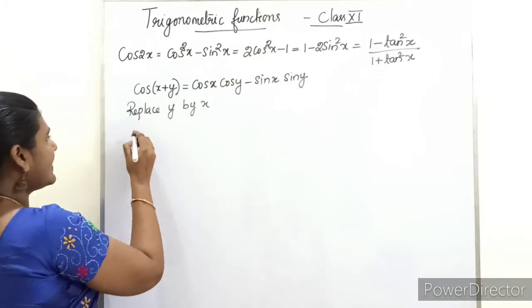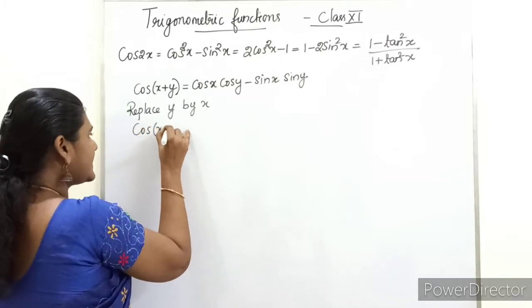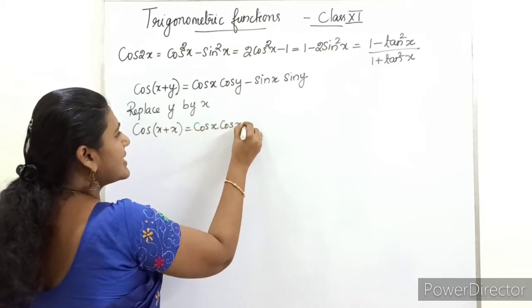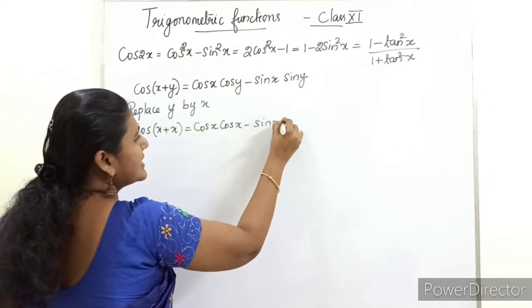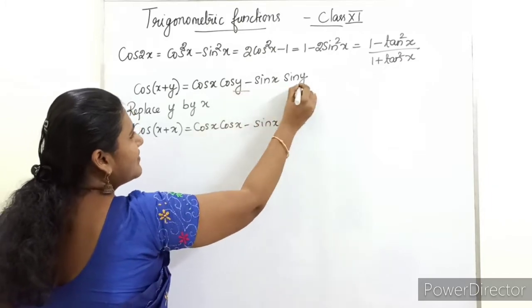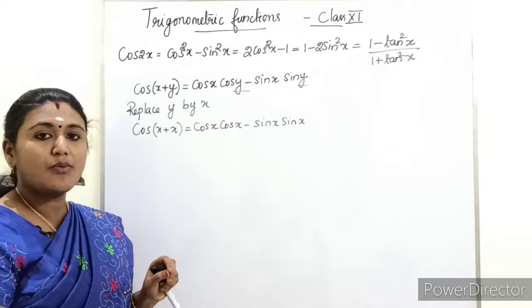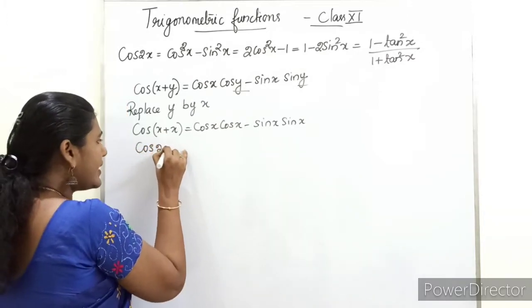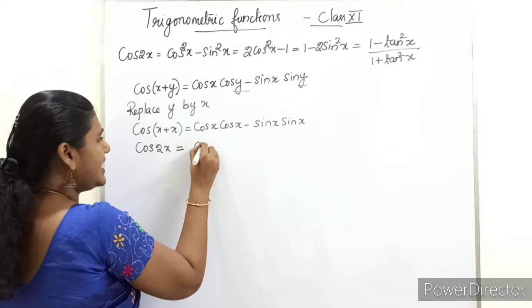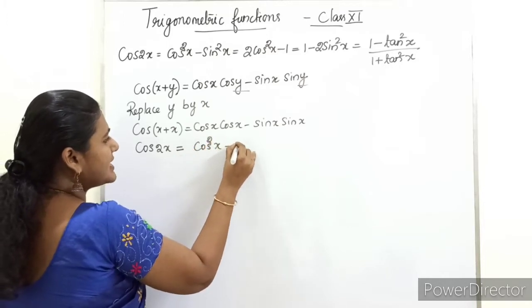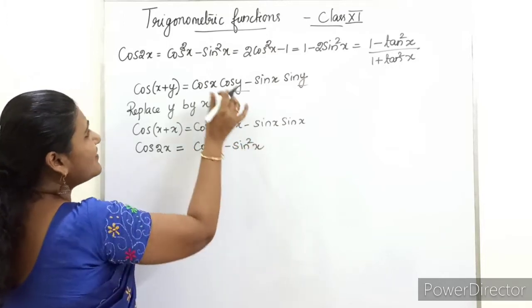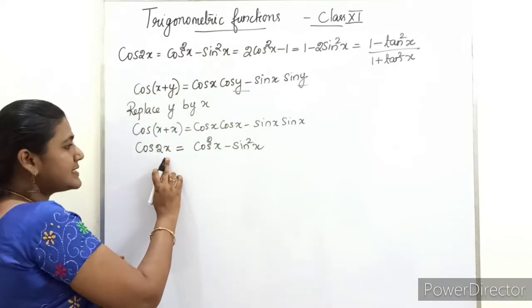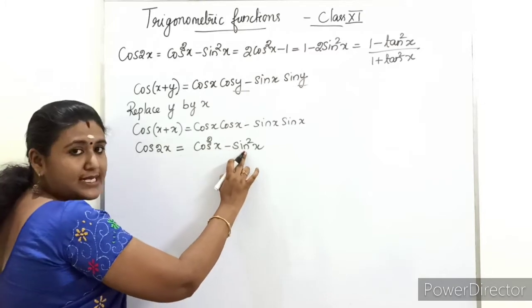On the left side you will get cos of (x plus x) is equal to cos x into cos x minus sin x into sin x. Wherever we have y, we are replacing y by x. So the left side is cos 2x, and the right side is cos square x minus sin square x. So we got the first formula: cos 2x is equal to cos square x minus sin square x.